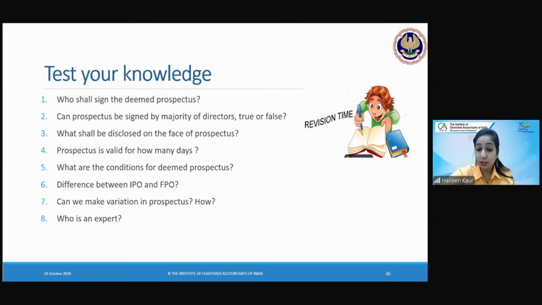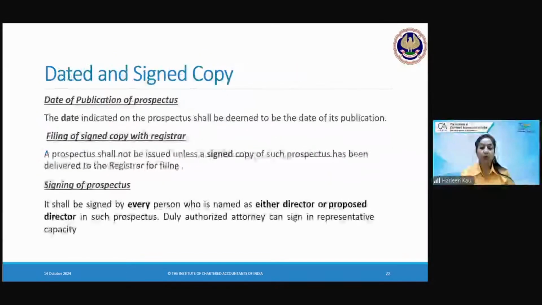Yes. Majority of directors, or should it be all the directors including the proposed directors? You want me to show you the provision as well? The signing shall be done on a signed copy of the prospectus. Every person who is named either as director or a proposed director shall sign the prospectus. Children, law is very, very easy, very simple. If you try to understand with the teacher, you grab the information and it is stored over here.